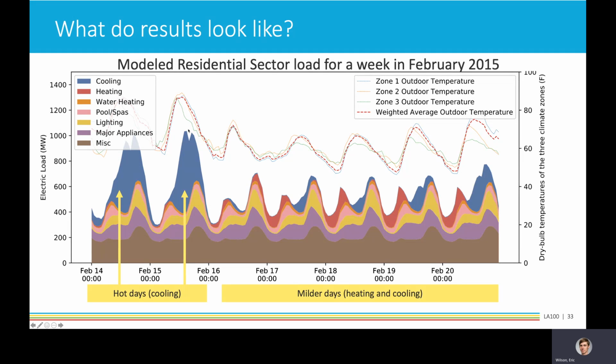You can see that the first 2 days of this week were much hotter than the rest of the days, so there was more energy used for cooling. And we superimposed the outdoor temperature from the 3 weather stations that were used for this analysis. There are many other ways to present this information, looking at peak days. You can plot all 8760 hours of a year.